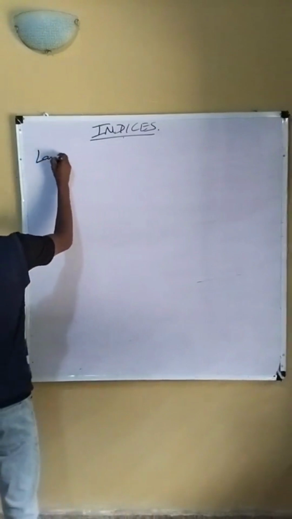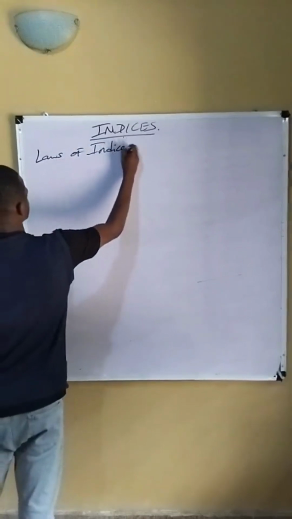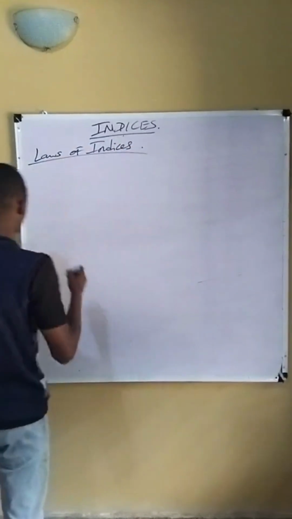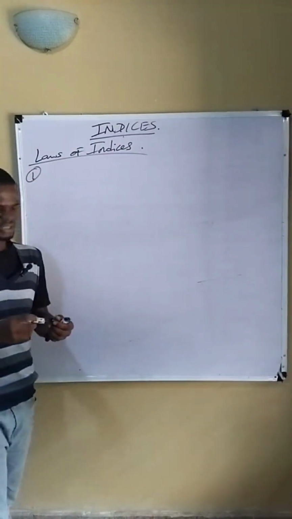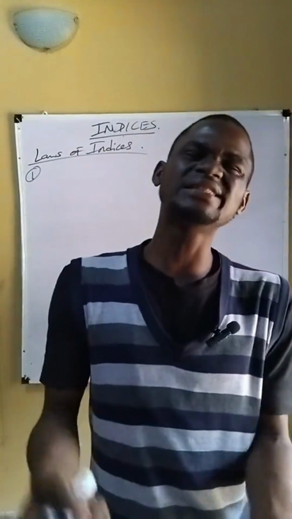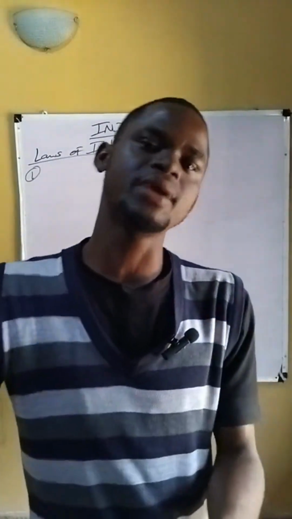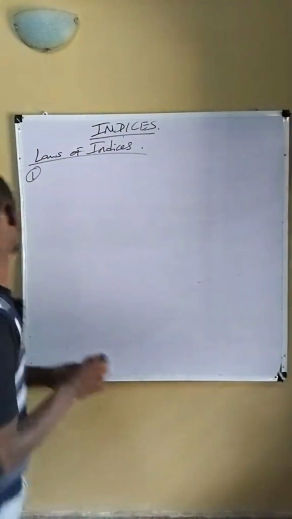Laws of indices. The first law is the multiplication law. It says that anytime you are multiplying indices of a number of the same base, pick one of the base number and add the indices. This is what we mean.